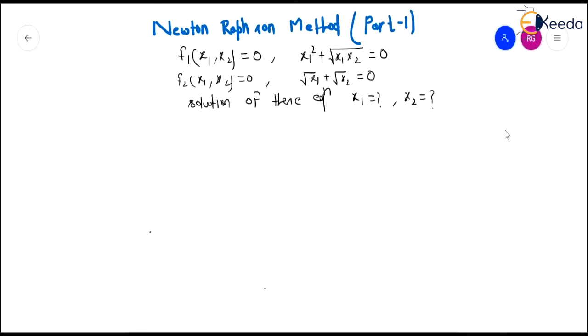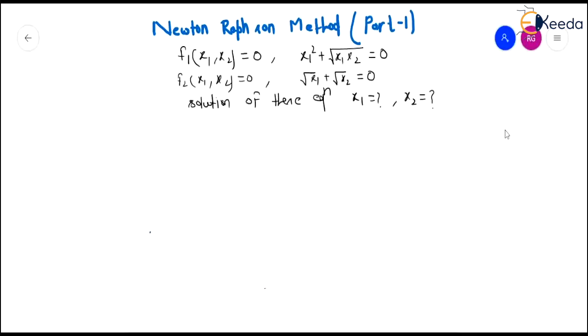So if we have been given the two nonlinear equations and we have to find out the solution for x1 and x2, then what we will do, we cannot simply solve this nonlinear equation. So what we have to do, apply the nonlinear technique. So previously we applied Gauss-Seidel method and now we are going to apply the Newton-Raphson method. So first we will understand the basics.